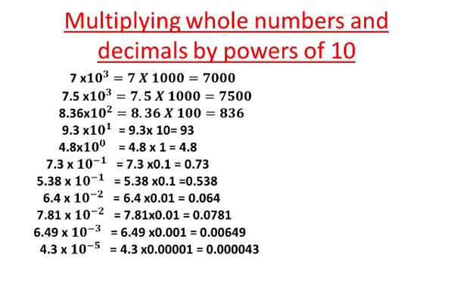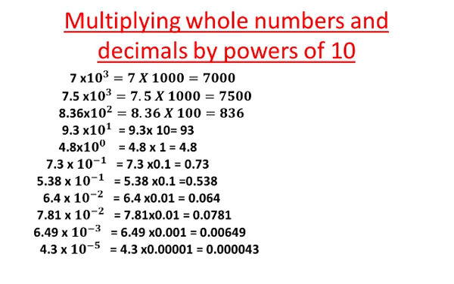Multiplying whole numbers and decimals by powers of 10. You already know how to multiply by 1000, 100, 10, 0.1, or 0.01. I will give you some more examples to revise this and show how you can use it to multiply by powers of 10. Look at the examples. 7 times 10 cubed. 10 cubed is 1000, so 7 times 1000 is 7000. Same way, 7.5 multiplied by 10 to the power of 3 is 7.5 multiplied by 1000. It's 7500.